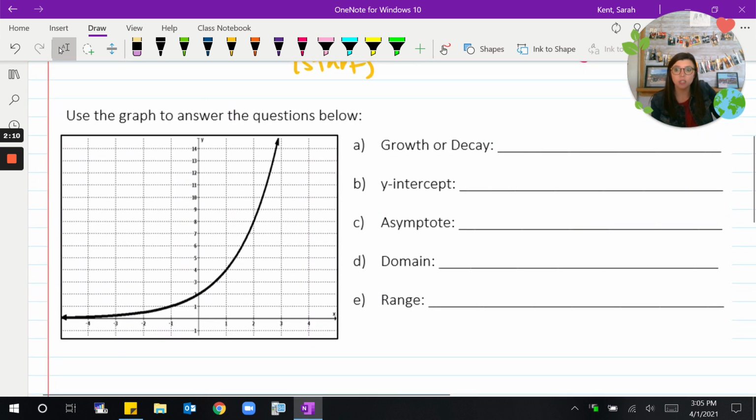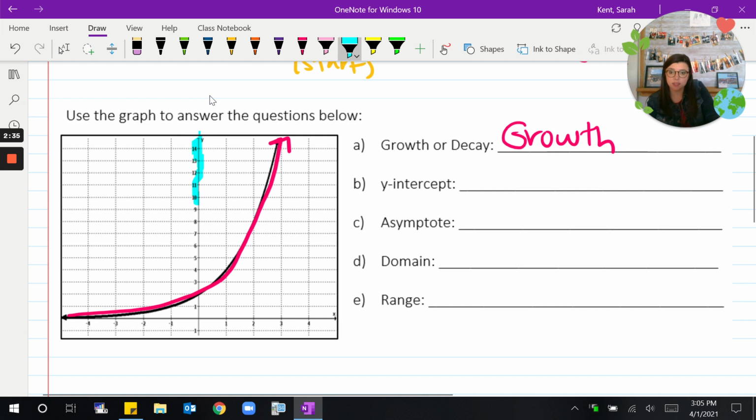So first one, use the graph to answer these questions. The first question is growth or decay. If we start on the left side, we can see that our curve is going up. It's getting taller and taller. So this would be a growth. Our y-intercept, we're looking at where it crosses the y-axis. Here is our y-axis, and we can see it crosses at 2. So our y-intercept would be (0, 2).